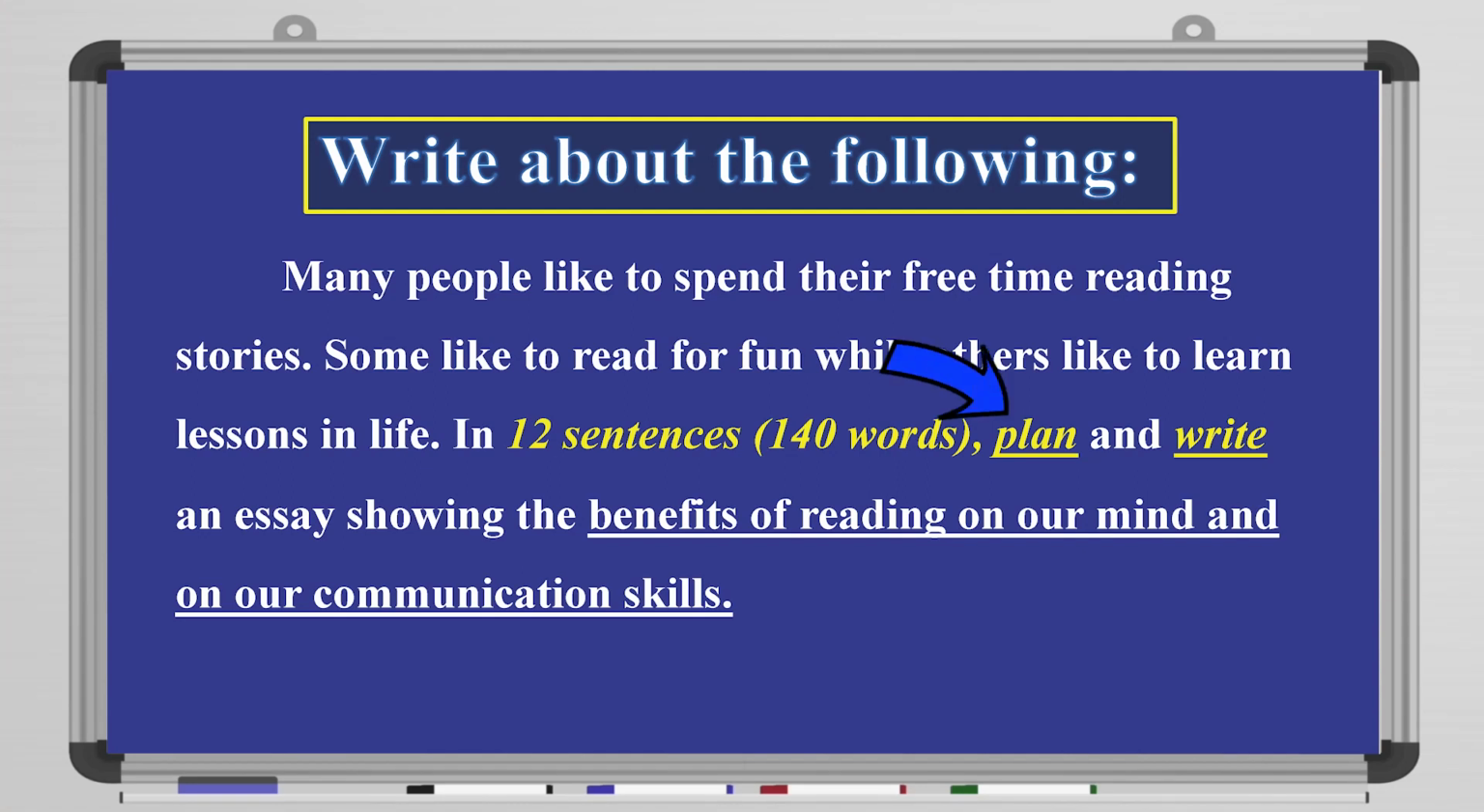First, they said plan and write. So the outline is really important. And then you will write. Before writing, you have to plan, because planning will organize your ideas. Outlining your ideas will help you write better. And then look at the question. They underlined two main ideas. Benefits of reading is the topic. On our mind, number 1. On our communication skills, number 2. So, throughout the essay, you will discuss those two ideas.